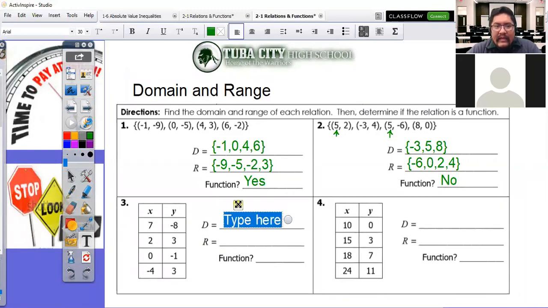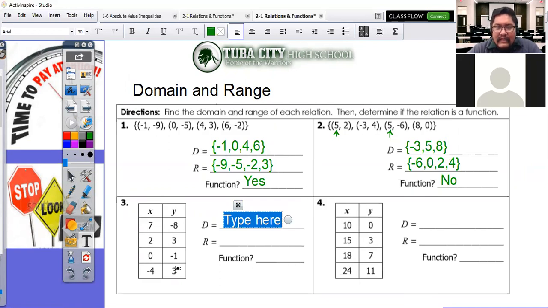All right, so domain for this one here. So my domain are the x values. Now, these are in ordered pairs. Right here we have a map. I'm sorry, this is a table. The next one's actually going to be a map, but this one's going to be a table. So it's kind of like a chart. So I have all my x values in this column here, and then all my y values in the next column over.